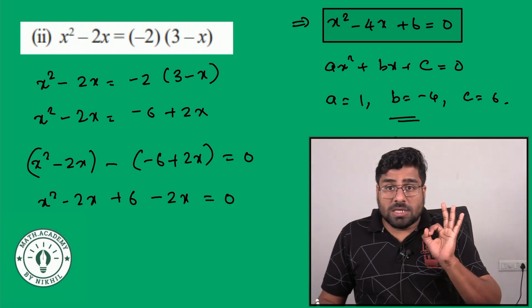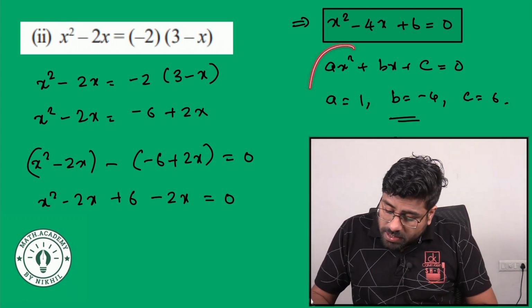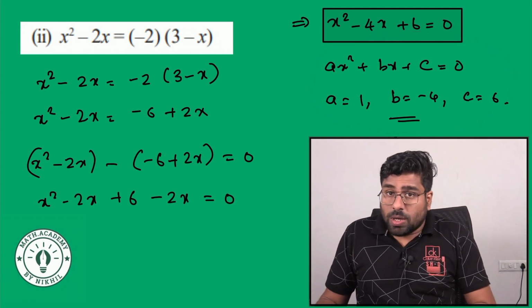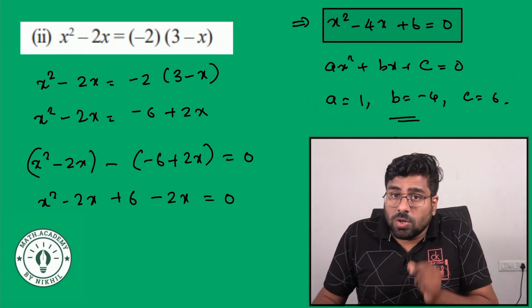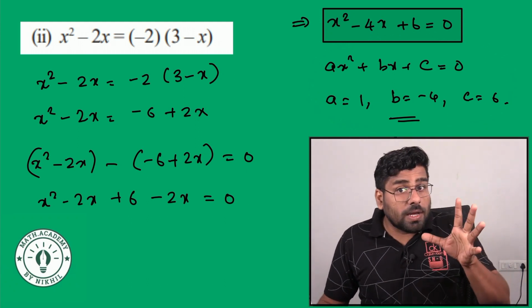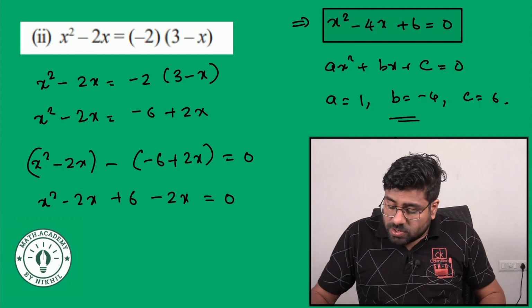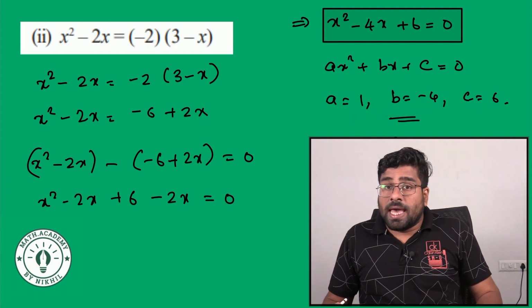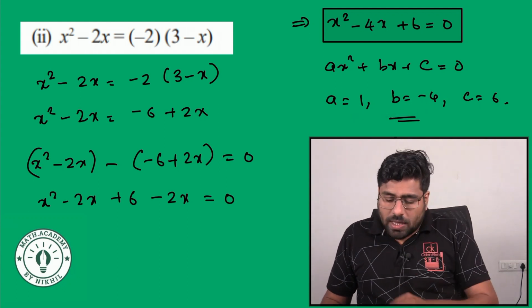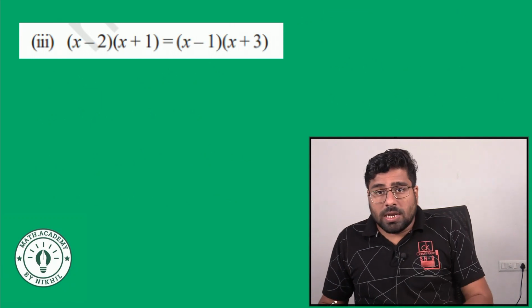So I hope the logic has been very much clear. That means that you are getting the form ax square plus bx plus c is equal to 0. Clear everyone? I hope that logic is very much clear, right? So we got the values of a, b and c. Now let's move on to the next question.